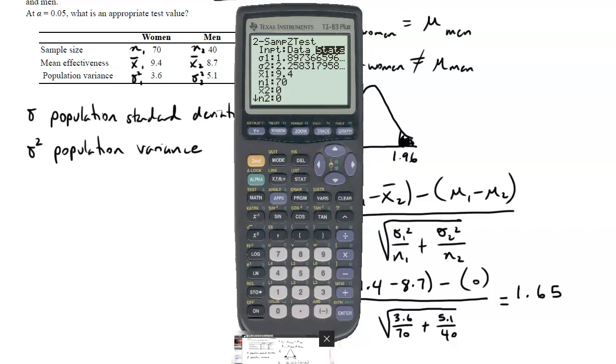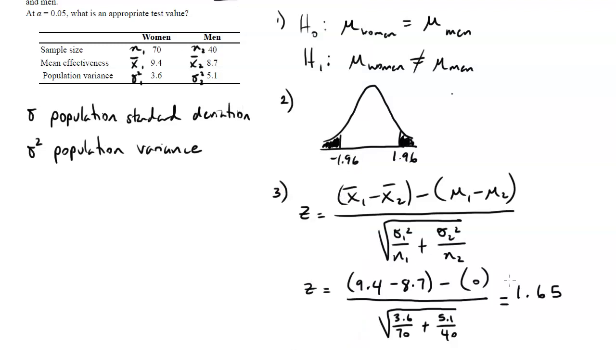X bar 1 is 9.4. N1 is 70. Be careful with what they're asking you to input, right? X bar 2 is 8.7. N2 is 40. This is a not equal to. It's going to ask you about pooling. Or, oh, this one doesn't. Sorry, wrong part. Calculate. Z equals 1.65, exactly what we got before. You still get the p-value in case you want to use the p-value method. So 1.65 is our answer. That's the appropriate test value.